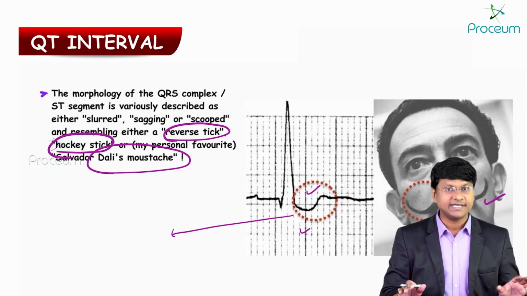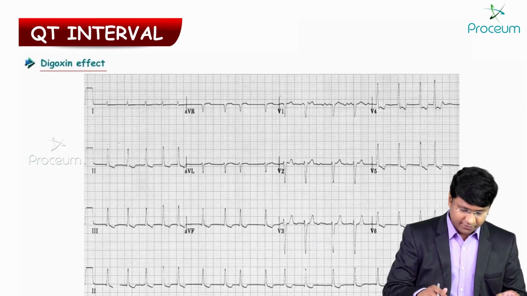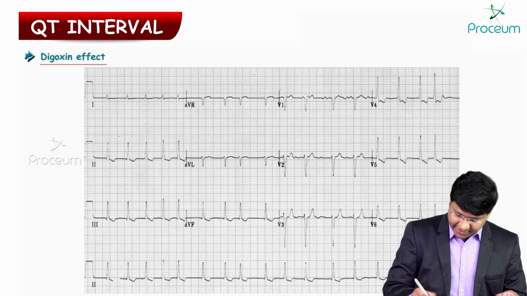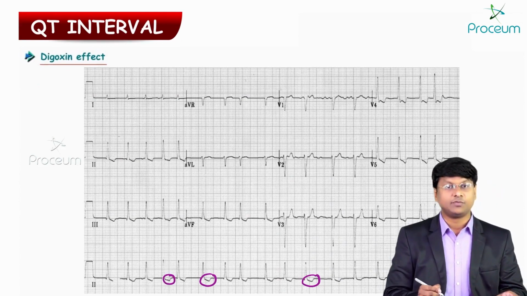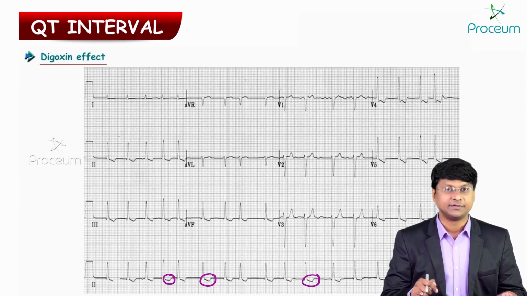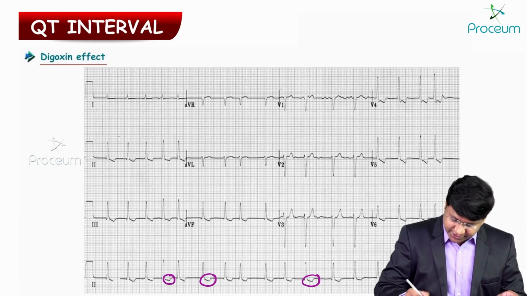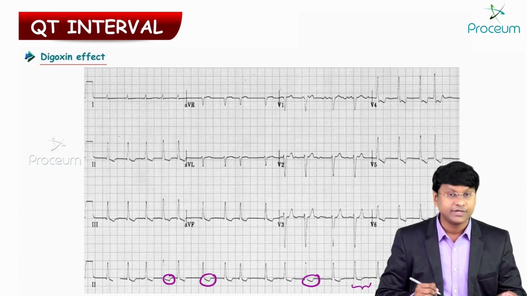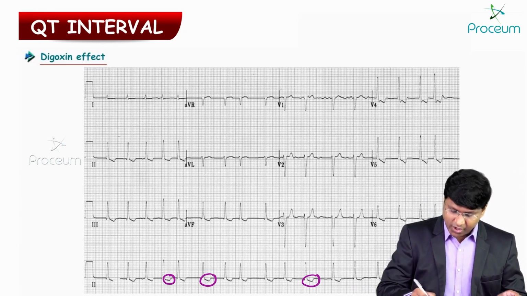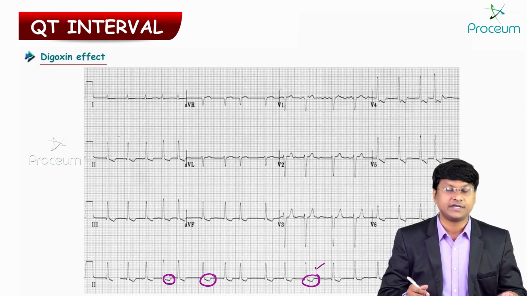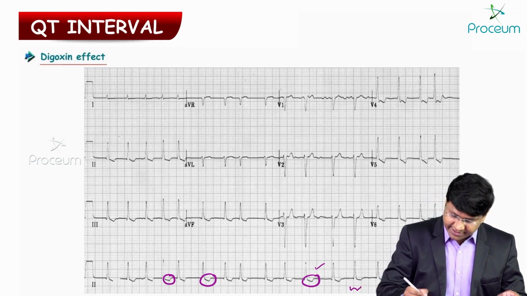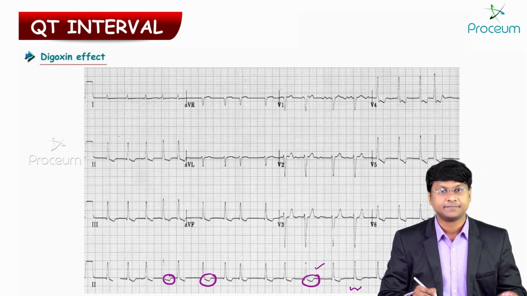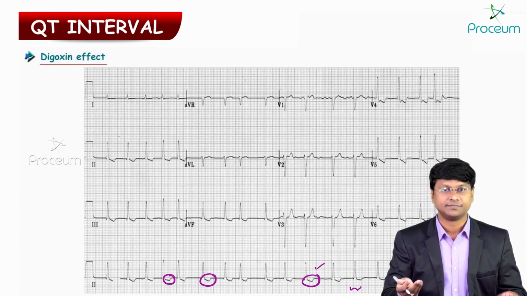So you see one entire ECG complex of the digoxin effect. You can observe here that the ST segment is depressed, in the form of an inverted tick sign. And apart from that, if you measure the QT interval in these individuals, the QT interval is shortened. So along with the ST segment being depressed, the QT interval will be shortened in individuals with the digoxin effect.